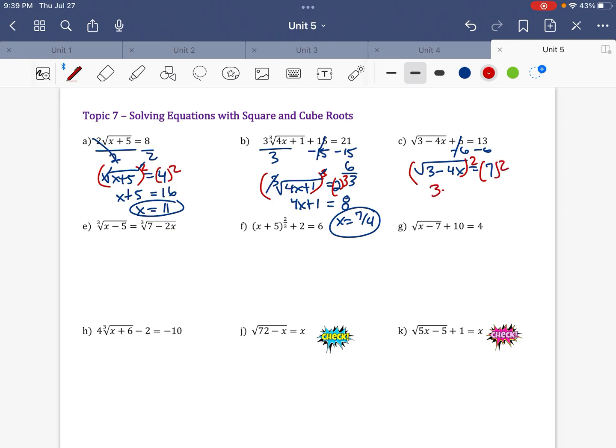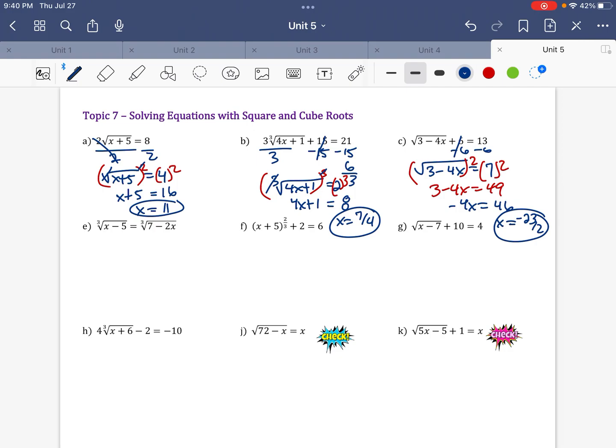All right, so I'm ready to square both sides. So 3 minus 4x comes out, 49. And we'll just solve that, take away 3. So I get -4x equals 46. So x equals 46 over -4, so it'll be 23 over 2, or the decimal.